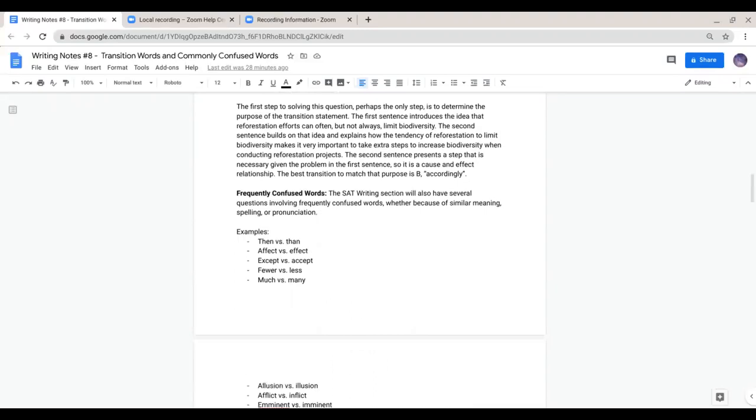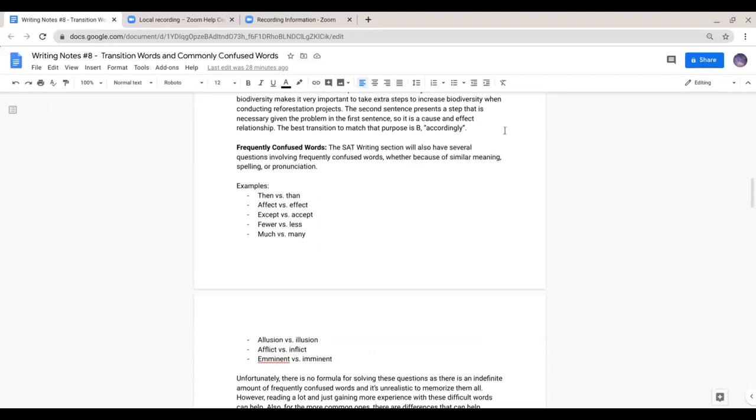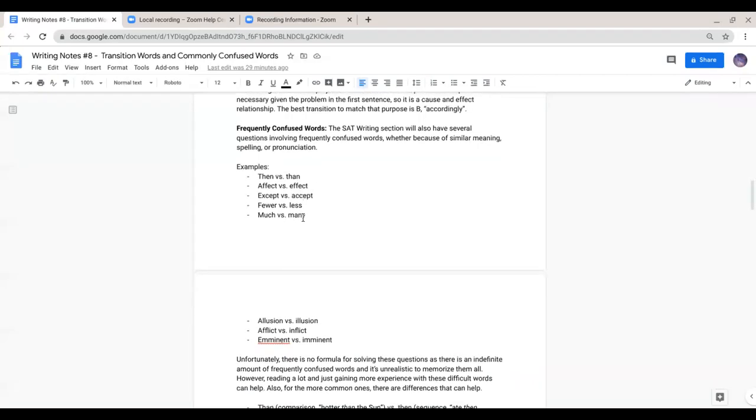So, frequently confused words. The SAT writing section will have several of these questions, and they can be confusing because of similar meaning, spelling, or pronunciation. There's an indefinite number of words that they can use in these problems, but they generally use the same ones. And this list of examples here, these are pretty much the main ones that the SAT uses. For example, then versus than, effect versus affect, accept versus except, fewer versus less, much versus many, and you get the picture.